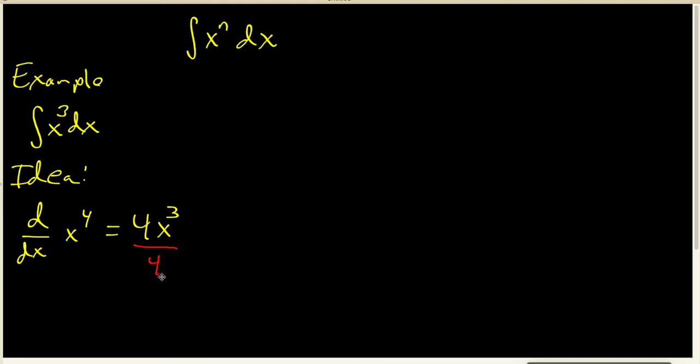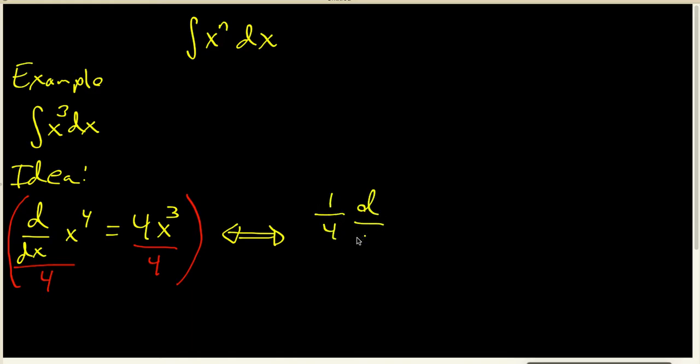But if I'm going to divide the right-hand side of an equation by 4, I also have to divide the left-hand side by 4. And what I now want to do is think about what that whole equation has become. The original equation is now equivalent to the equation 1/4 times the derivative of x to the fourth is equal to x cubed, because those 4's, of course, cancel.